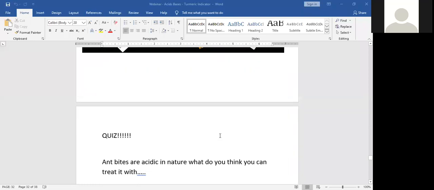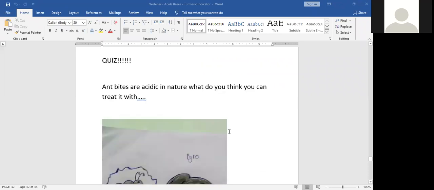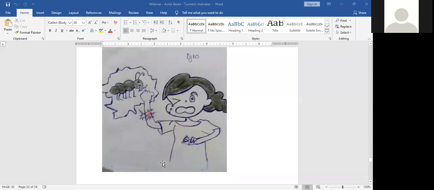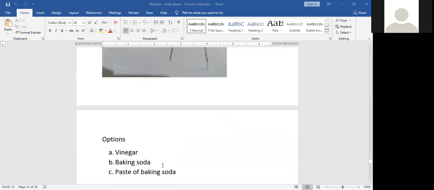Ant bites are acidic in nature. What do you think you can treat it with? I'm showing the picture. The ant has bitten her and you see it's acidic in nature. What do you think a solution could be? All of you can start thinking of a solution. I hope all of you have an answer in the mind, and I'm going to move to the options now. Your options are vinegar, baking soda, and paste of baking soda. Your time starts now. Quickly type in the options.